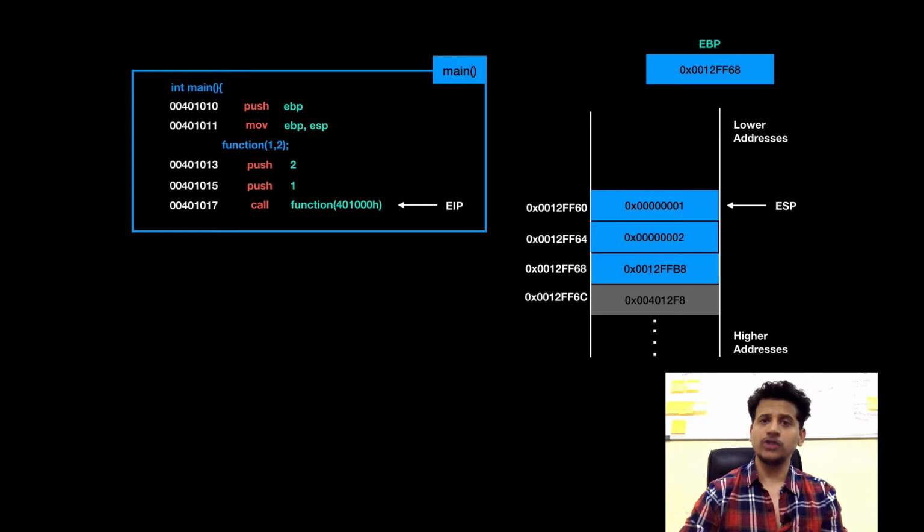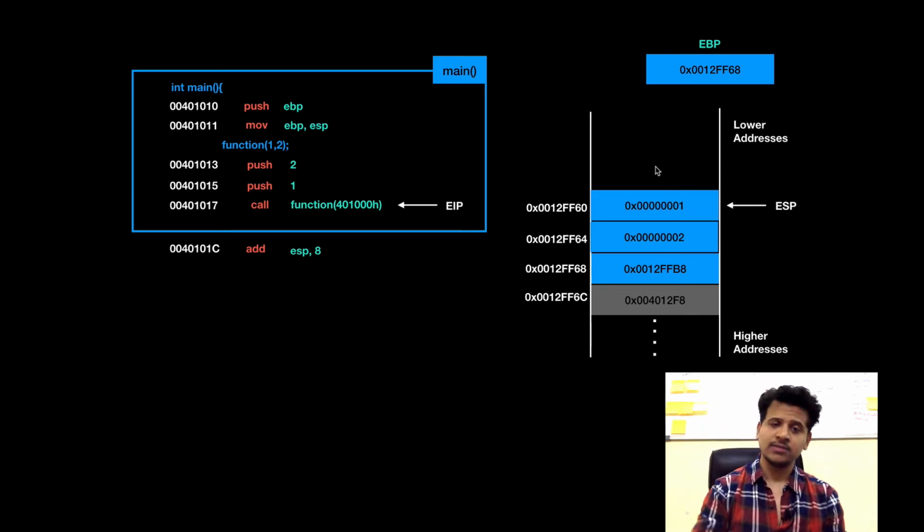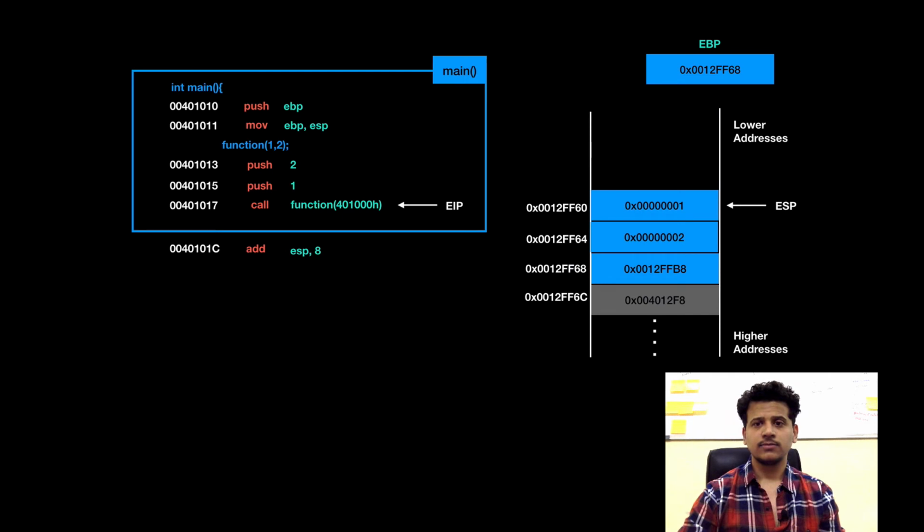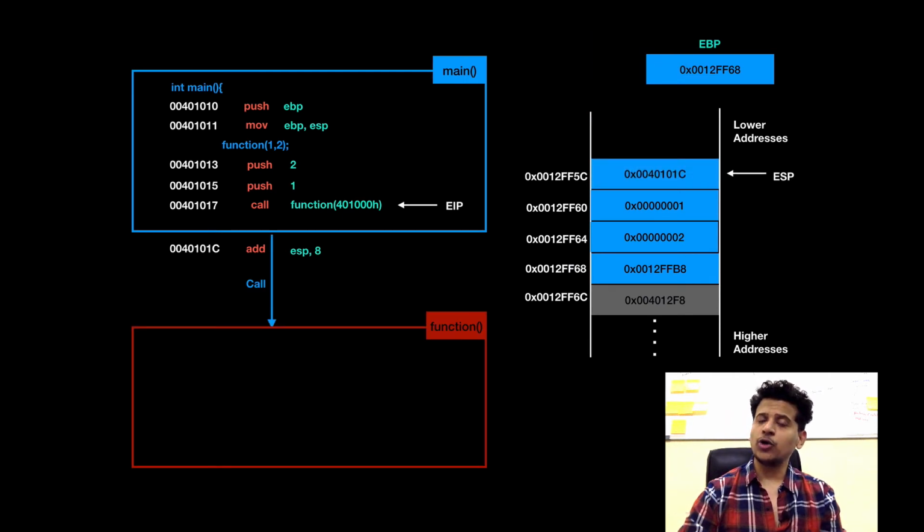Now we are calling the function. For that, the next instruction's address, that is 0040101C, will get pushed onto the stack, because when the function finishes its execution, it can return to main using that address. And we will pass the control to the function.